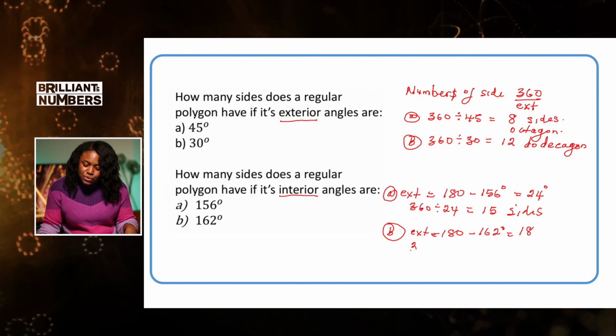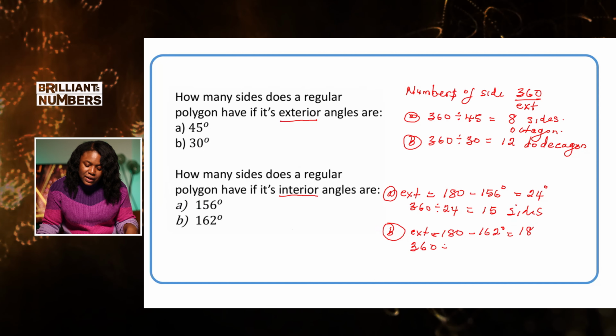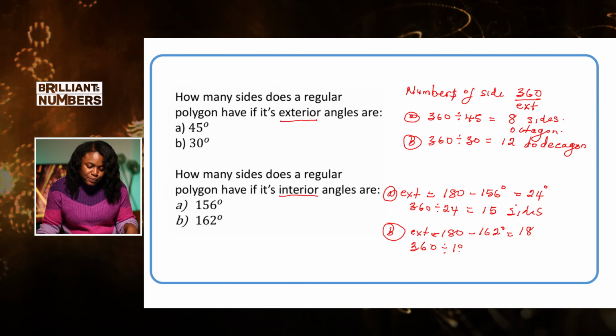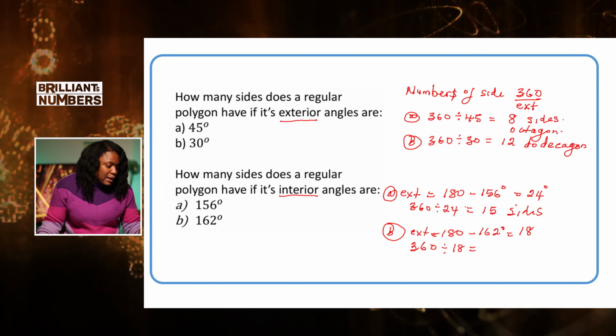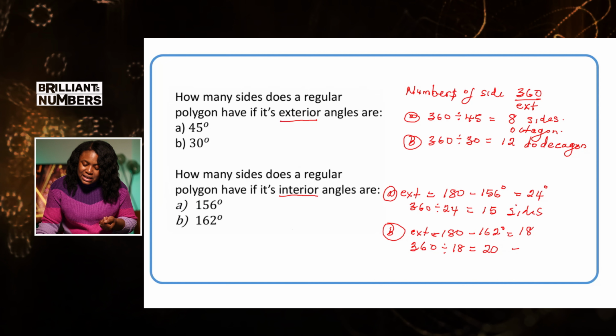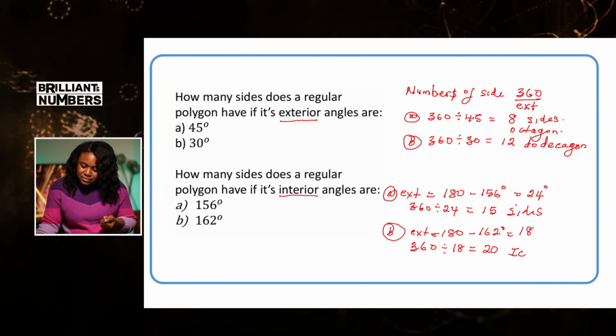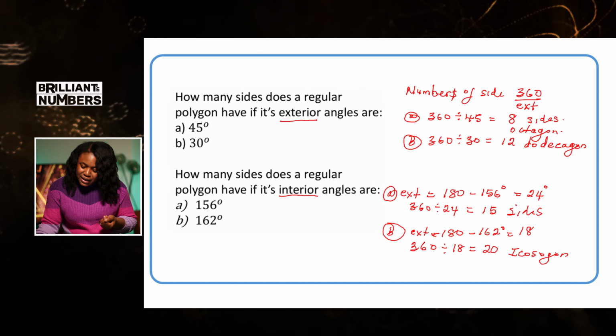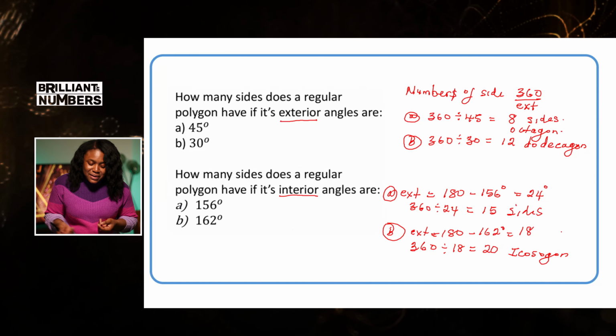Now I just need to do 360 divided by 18, and put that in my calculator. I can see here though 18 is half of 36, so clearly that's going to be 2, and then we've got 0, so that's 20. And this one, 20 sides, is called an icosagon. Just to make sure that you know some new words as well.